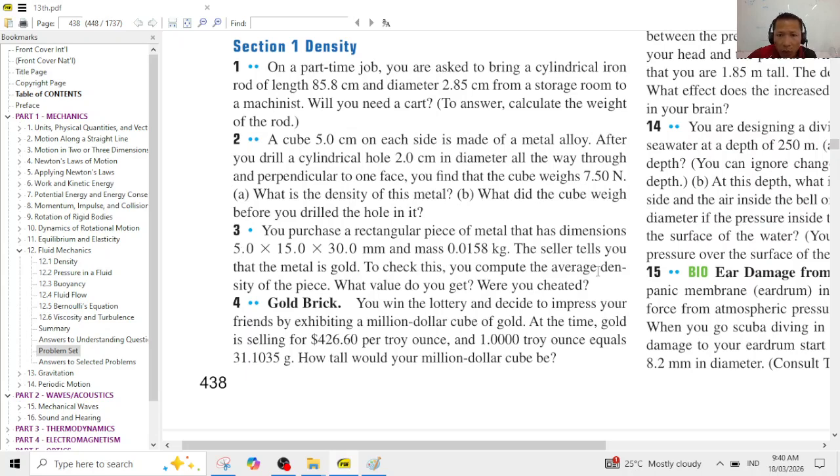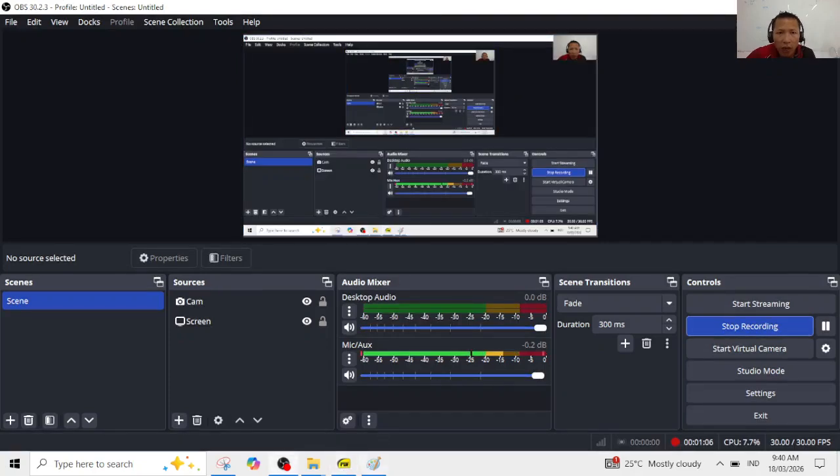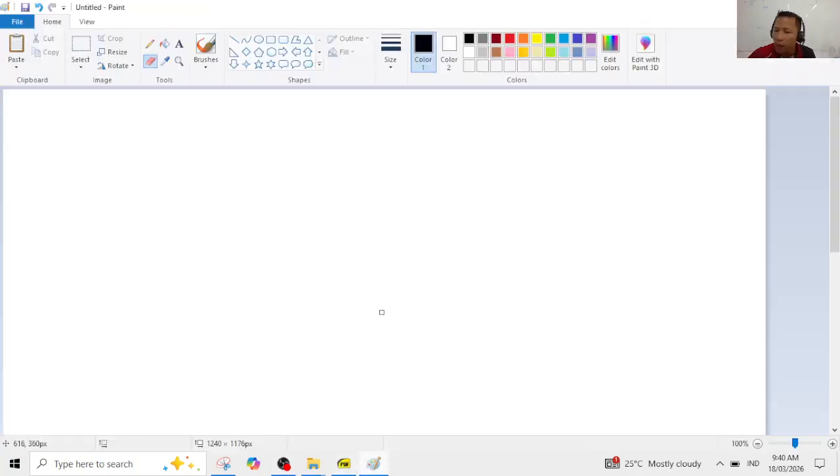Millimeter, and mass 0.158. The seller tells you that the metal is gold. To check this, you compute the average density of the piece. What value do you get? Were you cheated? To compute the average density, we use the formula of density of substances or metals, that is the mass over volume. Then we check the density for gold.